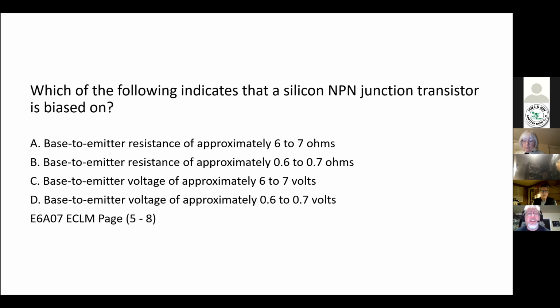Which of the following indicates that a silicon NPN junction transistor is biased on? A, base to emitter resistance of approximately 6 to 7 ohms. B, base to emitter resistance of approximately 0.06 to 0.07 ohms. C, base to emitter voltage of approximately 6 to 7 volts. Or D, base to emitter voltage of approximately 0.6 to 0.7 volts. Delta is correct.